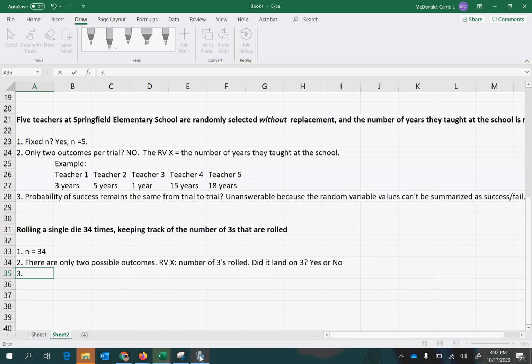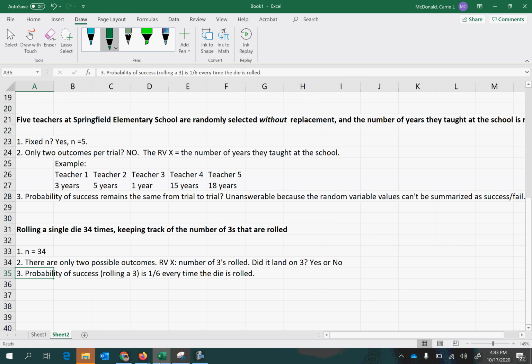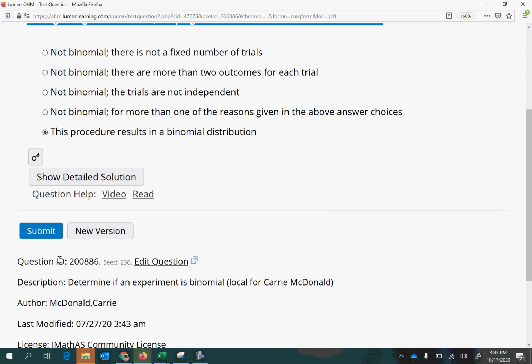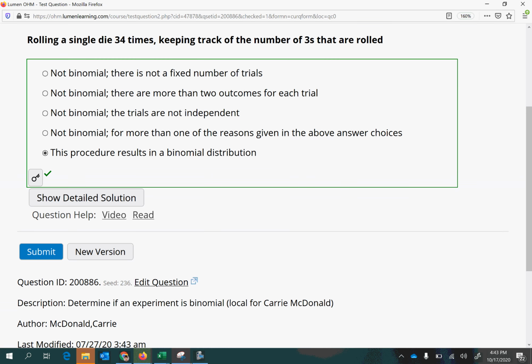The third is that the probability of success, and what would be a success here is rolling a 3, is 1 out of 6 every time the die is rolled. So therefore we do also have the independent trials with a constant probability of success. So this is a binomial distribution. Okay, so I think that's pretty good, and we'll stop there.